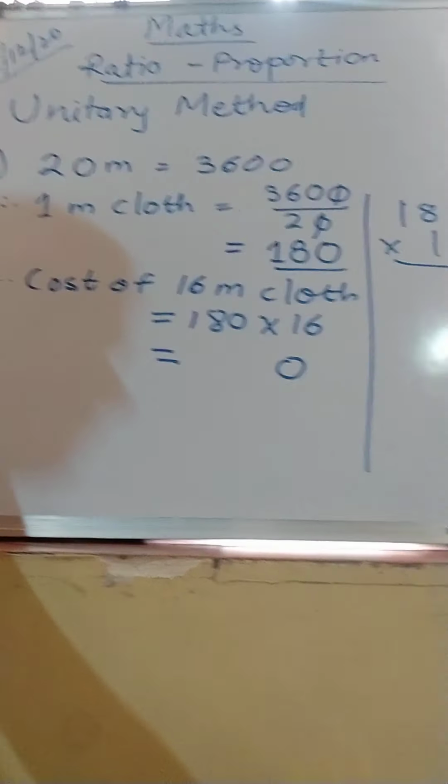So the cost of 16 meters of cloth is 2,880 rupees. Understand? Okay, this is your first sum. Now taking the third one.